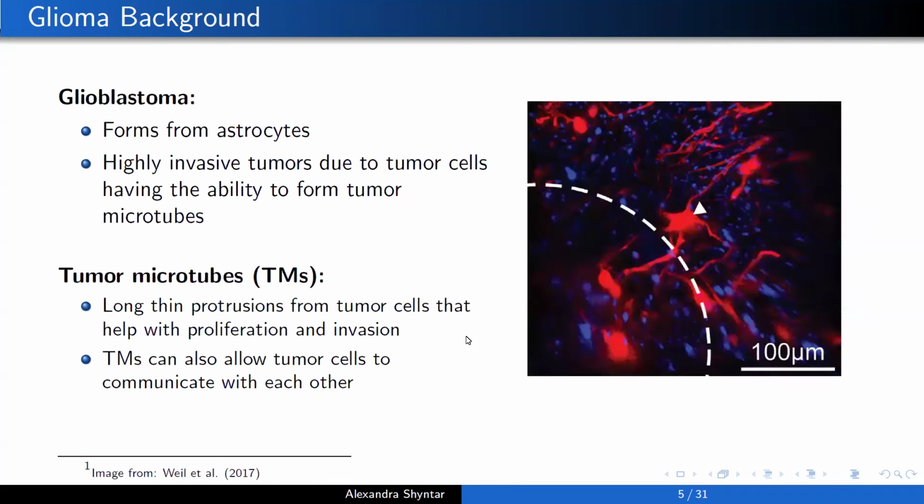The reason why we focus on astrocytoma is because glioblastoma forms from astrocytes, and this type of cancer is highly invasive and hard to treat because the glioblastoma cells can form tumor microtubes. Tumor microtubes are thin, long protrusions extending from the cell body. They can extend up to 500 micrometers, and they help with cell proliferation and cell invasion. TMs can also connect to each other through connexin 43 gap junctions, which help them transmit calcium waves.